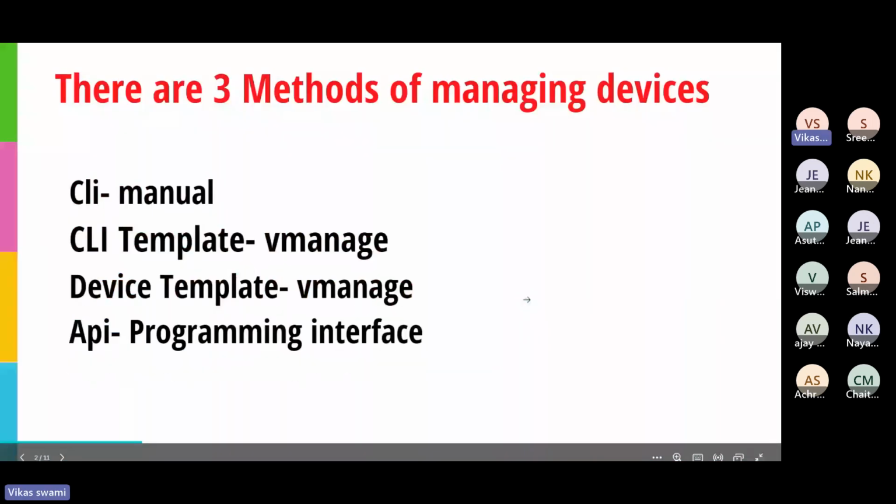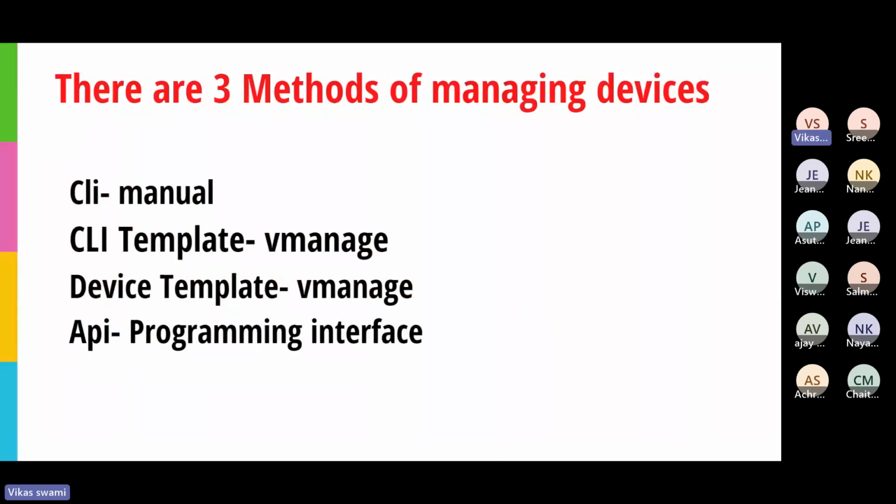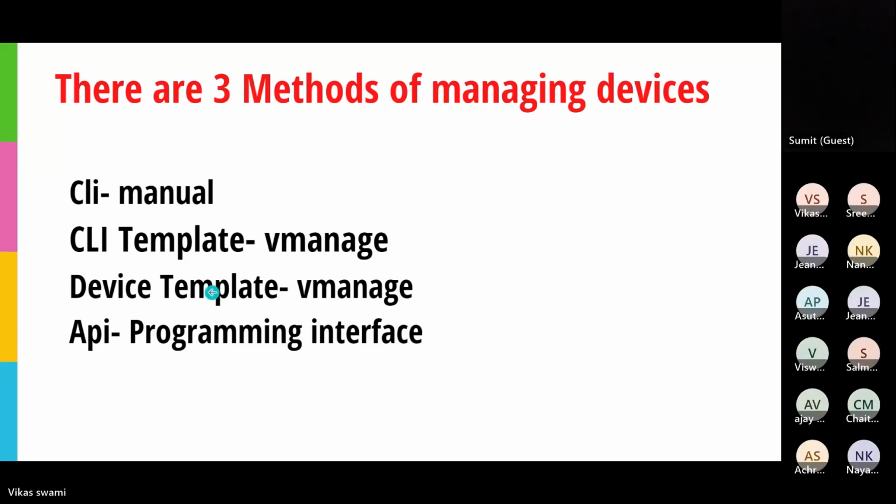Cisco SD-WAN has 4 methods of doing things, of which 2 are templates. First is CLI manual, which we used for all the configuration in the previous 2 classes. The next method is CLI template. Then we have device template, and the 4th method is API, a programming interface, where you can use Python or any other solution to configure your stuff. CLI manual we have already done. Then we have CLI template, which I will show you, and device template. These 2 are our focus. API is not our focus.